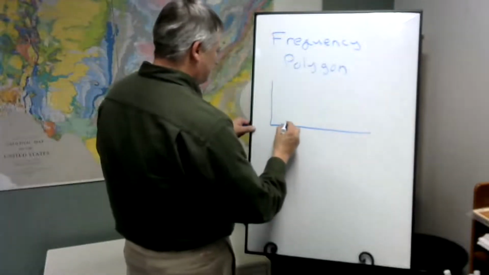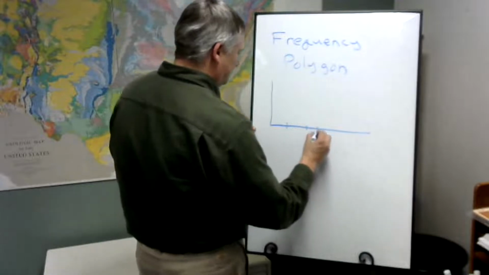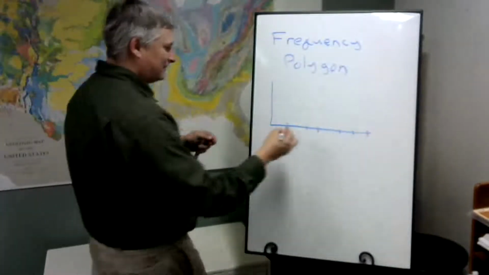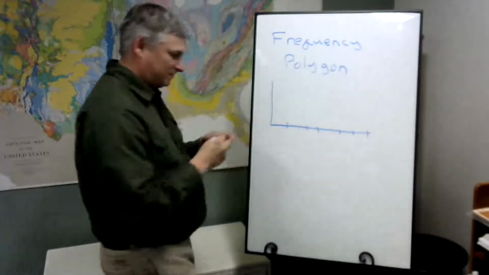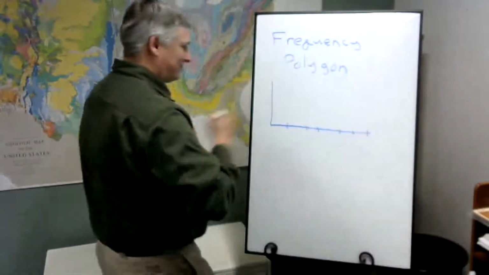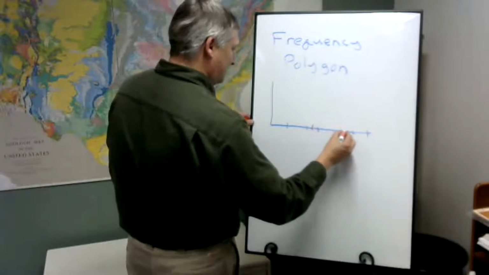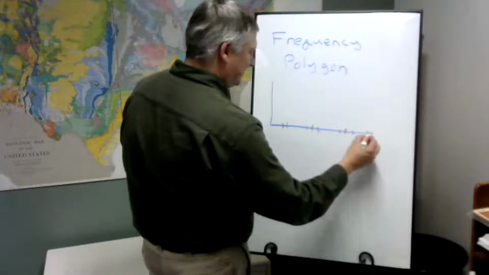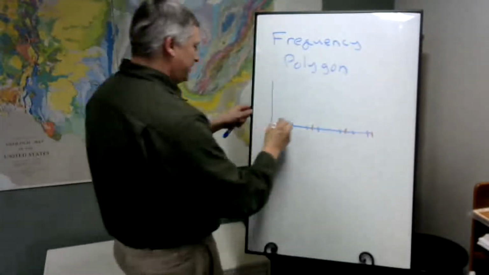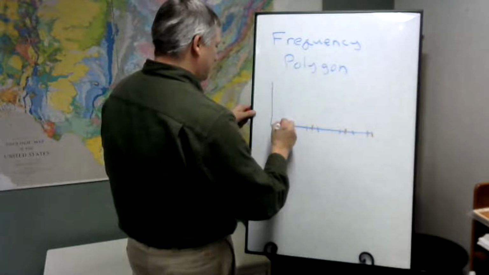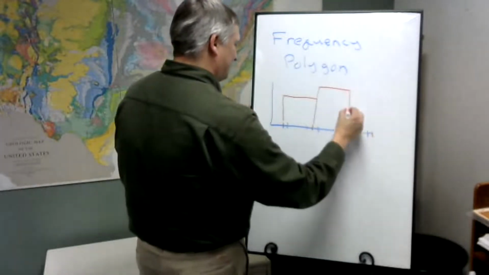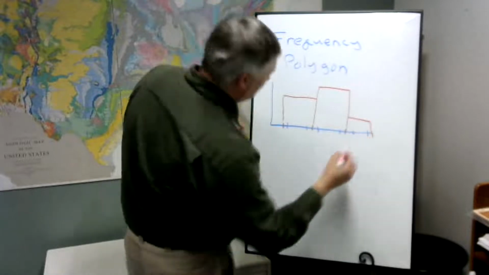So we have our class limits. And what we do is we compute our class boundaries. And then put one here, one on the end here. And so we can do our bars using the class boundaries. Like so.